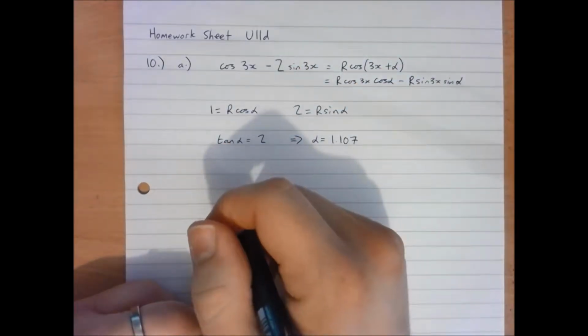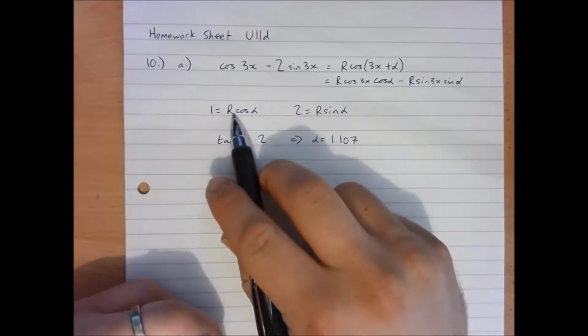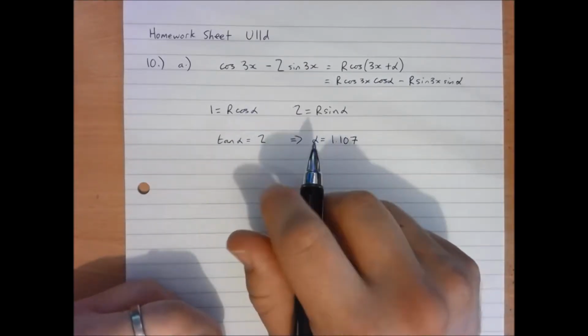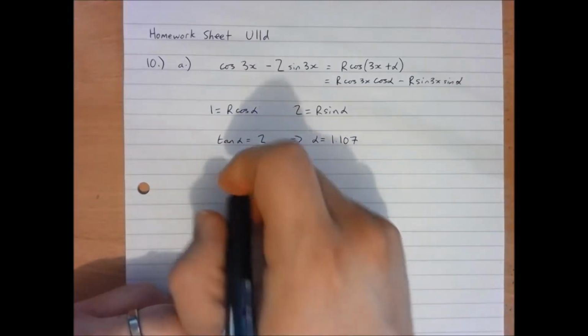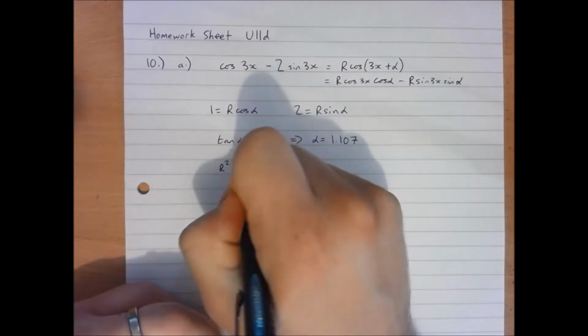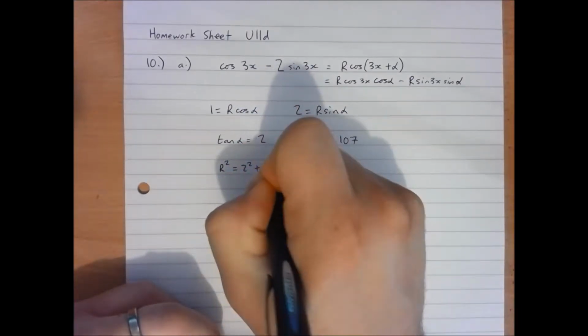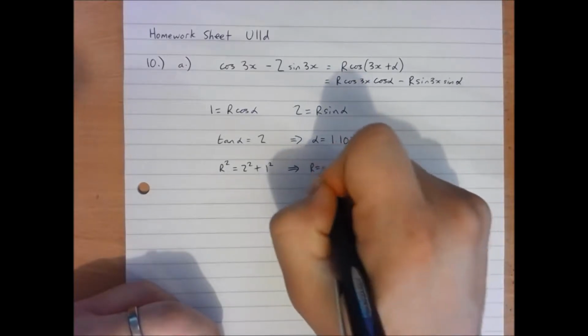The other identity I can use is that r squared sin squared alpha plus r squared cos squared alpha is going to simplify to just r squared, and that's going to be equal to 2 squared plus 1 squared. Generally I would just write r squared equals 2 squared plus 1 squared. That means that r squared is equal to 5, so r is equal to root 5.